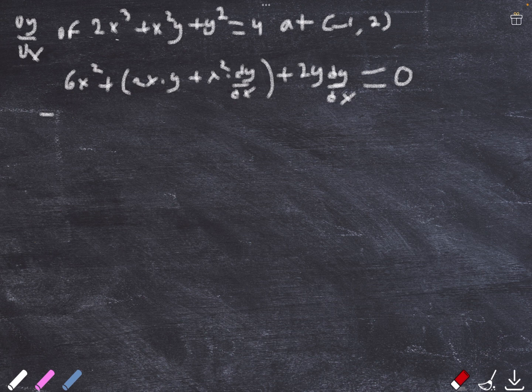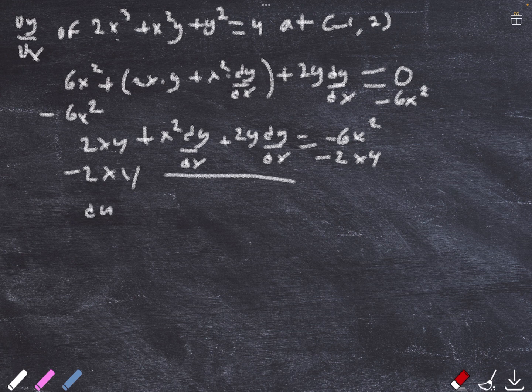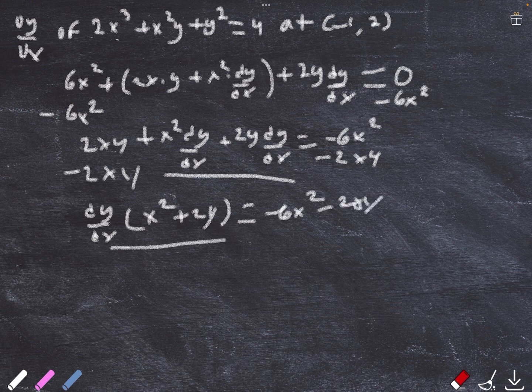So now we're going to move this to the other side. This is relatively simple. So now we simplify: 2xy plus x squared times dy/dx plus 2y dy/dx is equal to negative 6x squared. So now we move the 2xy to the other side. Now we can factor out the derivative: dy/dx times (x squared plus 2y) is equal to negative 6x squared minus 2xy. So now we divide.